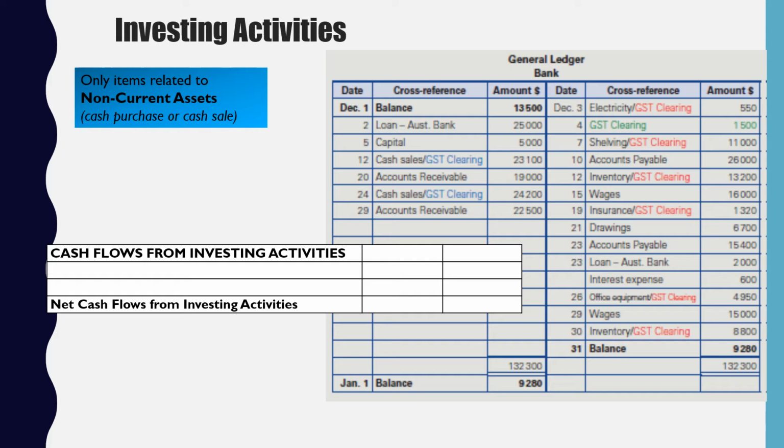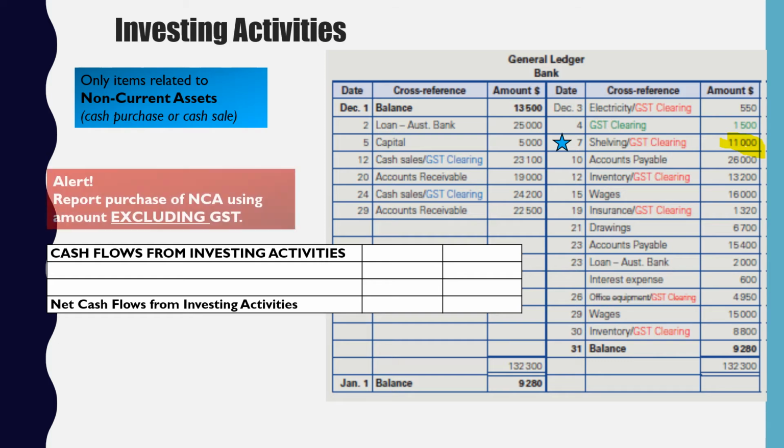In the bank ledger account, on the 7th of December, we have purchased shelving for the total amount of $11,000. So remember from our earlier discussion, this amount includes GST. But when we are preparing the cash flow statement, we need to report the purchase of the non-current asset using the amount excluding GST. So let's take our purchase of shelving as an example. In the investing activities section of the cash flow statement, we report the purchase of shelving using the amount excluding GST, which is $10,000.